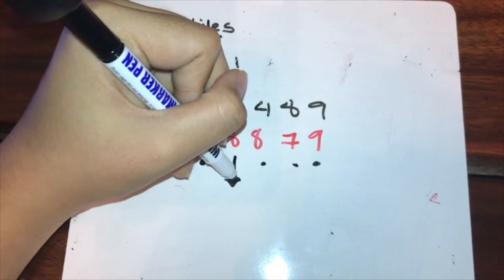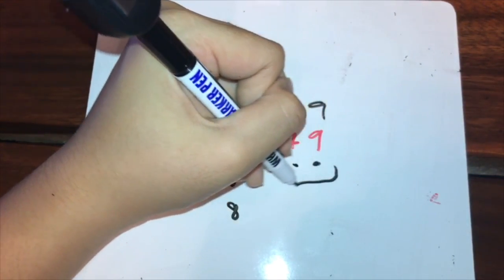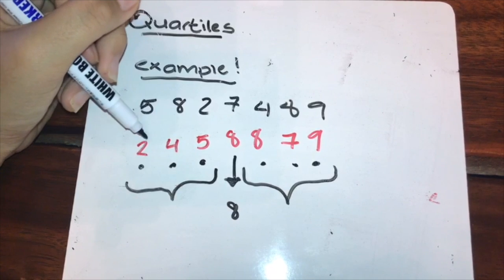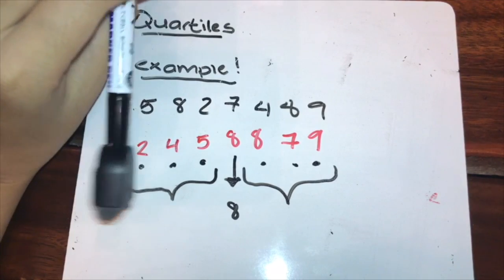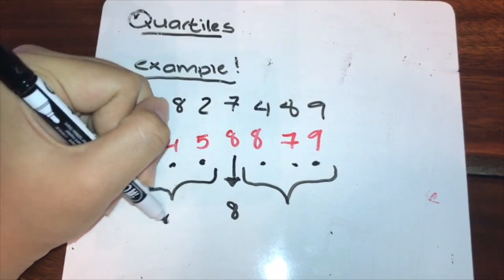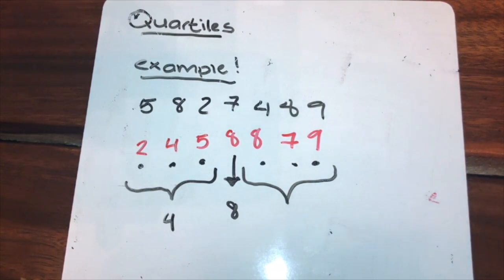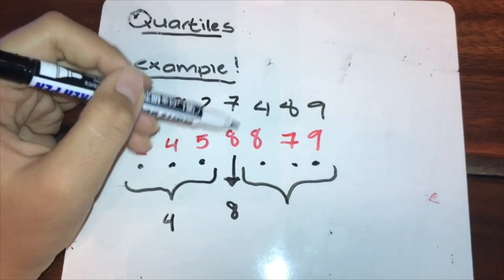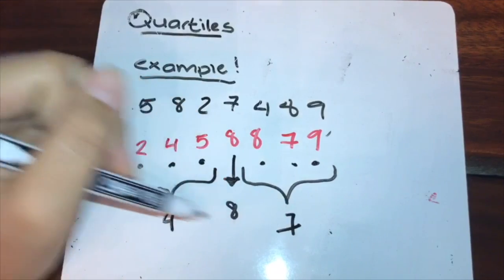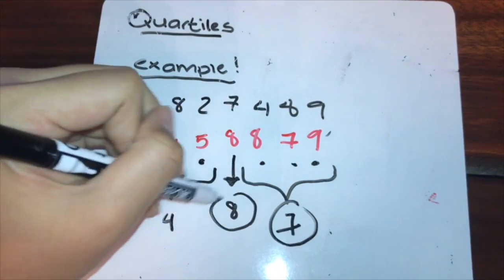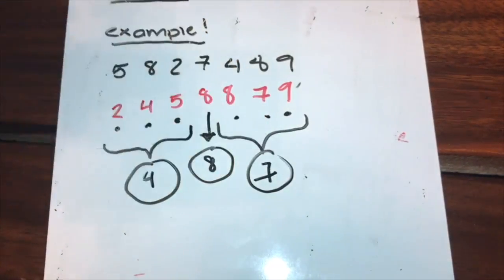Which is 8. Now that you have a median, you have your basis to find the first quartile and the third quartile. The first quartile is the middle number between the smallest number and the median of the dataset. This is 4. And here, this is the third quartile. It's the middle value between the median and the highest value of the dataset, 9. So it's 7. And these are your quartiles. And that's it. Done.